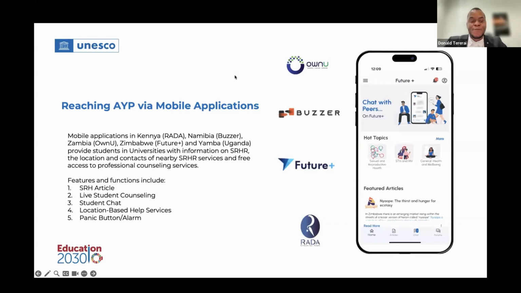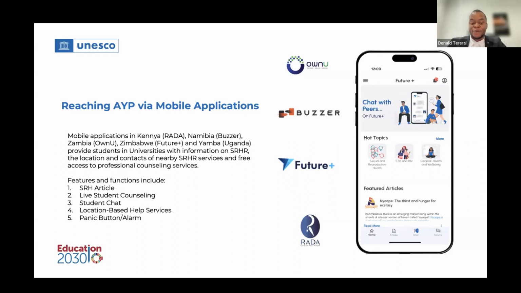Then one of, I would call it one of the high-tech innovations that we have is mobile applications for young people. So we've developed some mobile apps in Kenya, in Namibia, in Zambia, in Zimbabwe, and in Uganda, which provide students in universities with information on sexual and reproductive health, the location and contacts of nearby services, and free access to professional counseling. So it's one of the high-tech innovations in the sense that to access some of these services, you need to be online.